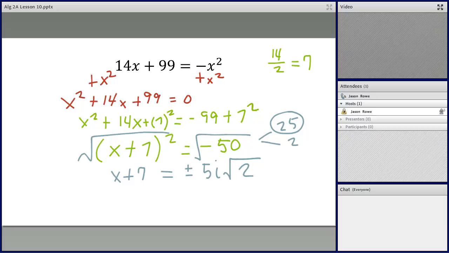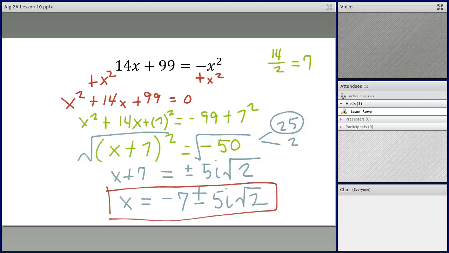And so final step, subtract 7 from each side. X is going to equal negative 7 plus or minus 5i times the square root of 2. And that, folks, is the final answer.